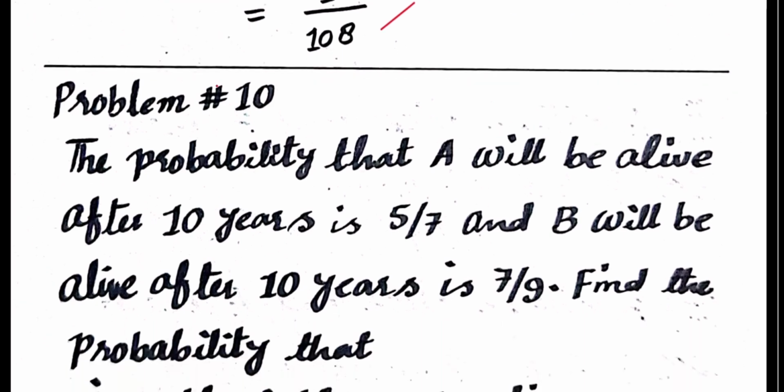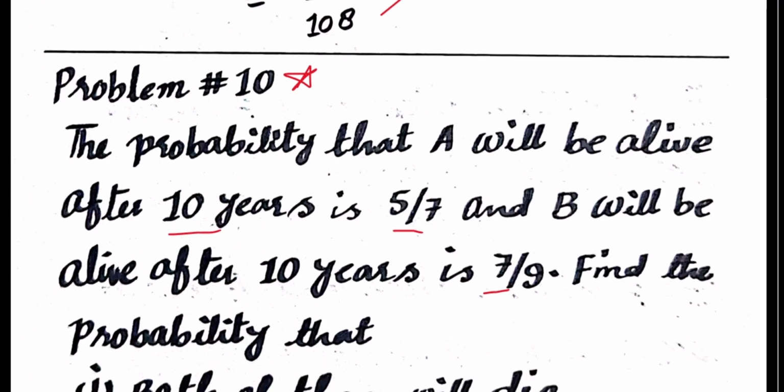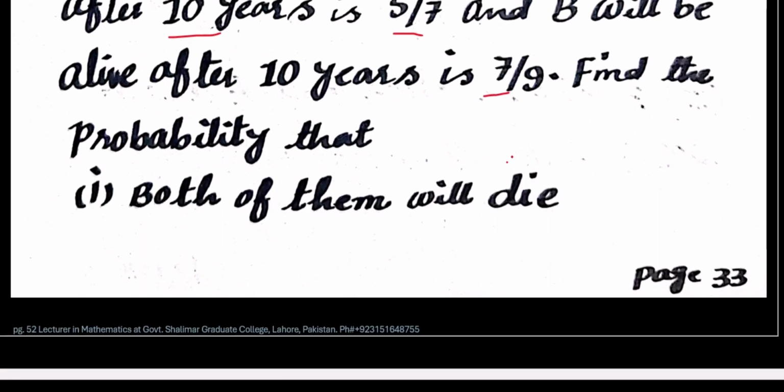This is also a very interesting problem related to independent events. The probability that A will be alive after 10 years is 5 by 7. B will be alive after 10 years, this is 7 by 9. Find the probability that both of them will die.